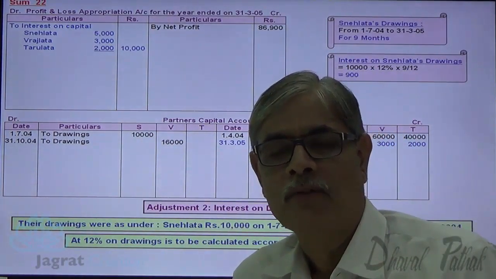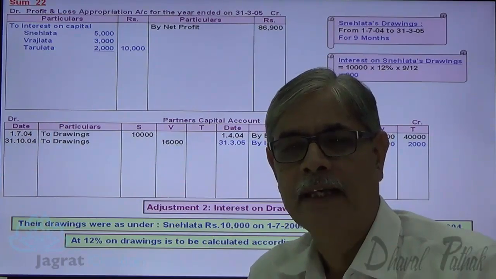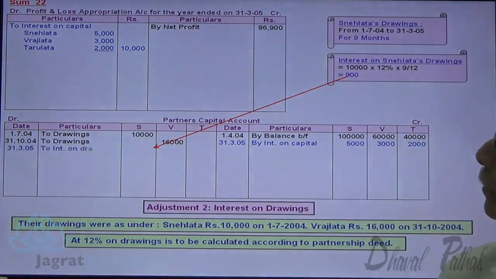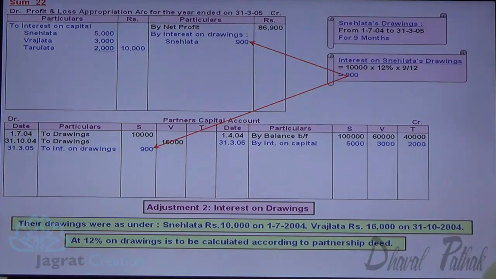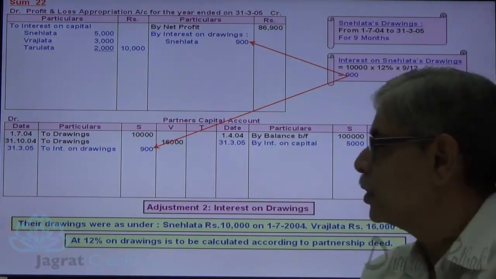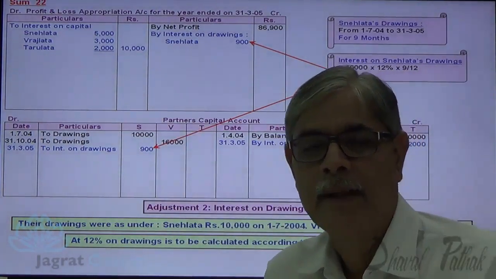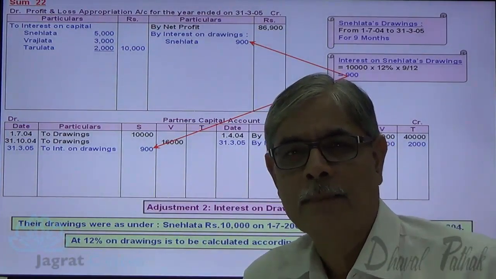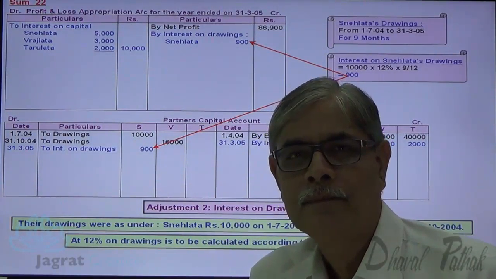Capital account debit to profit and loss appropriation account credit, this being income of the firm. So Snehalata's capital account debit 900 to profit and loss appropriation account credit 900.